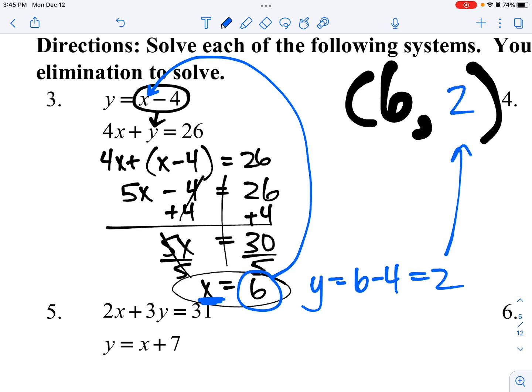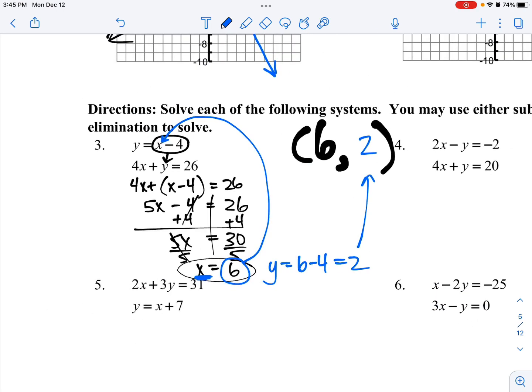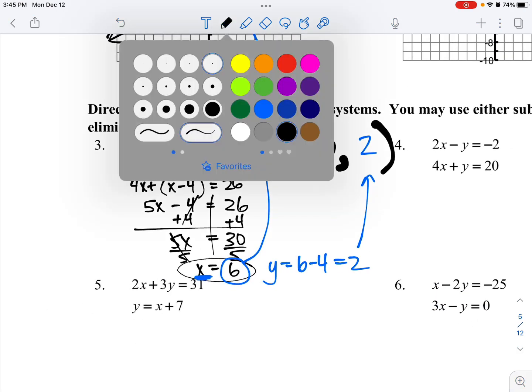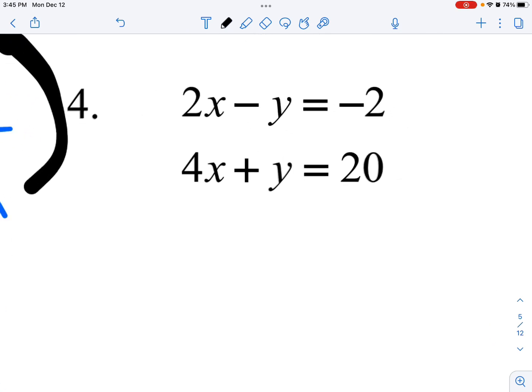2 is the y value. So remember, when you solve these, you have to have an x and a y, so just be aware of that. I know it's kind of annoying. Number 4. Here we go.